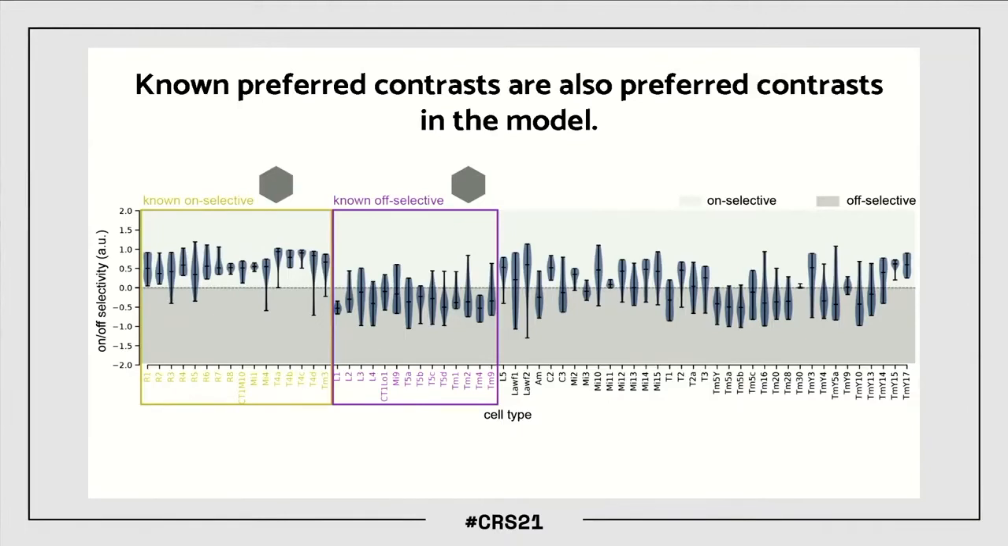And here you see this quantified as on-off selectivity on the y-axis, and values above 0 are cells which prefer bright flash, and values below 0 are cells which prefer dark flash. And we know for these yellow cells on the left that they all prefer bright flash, and we know from experimental measurements that those cell types in violet prefer the dark flash. And across the 20% best models, the median of this quantity predicts all these known properties.